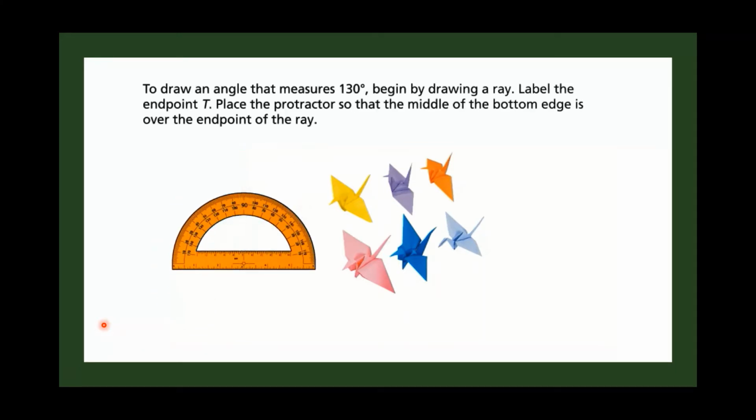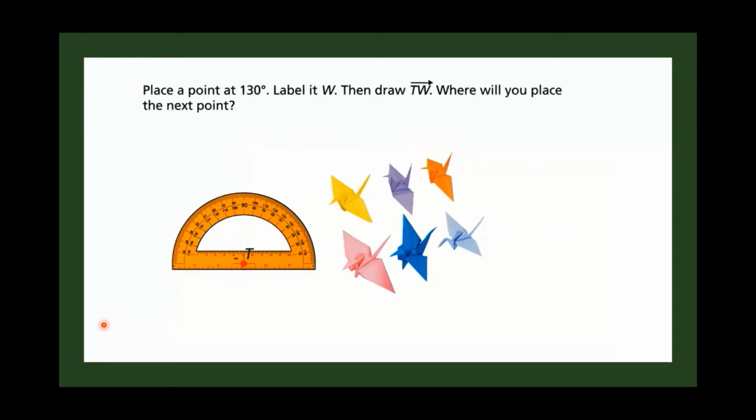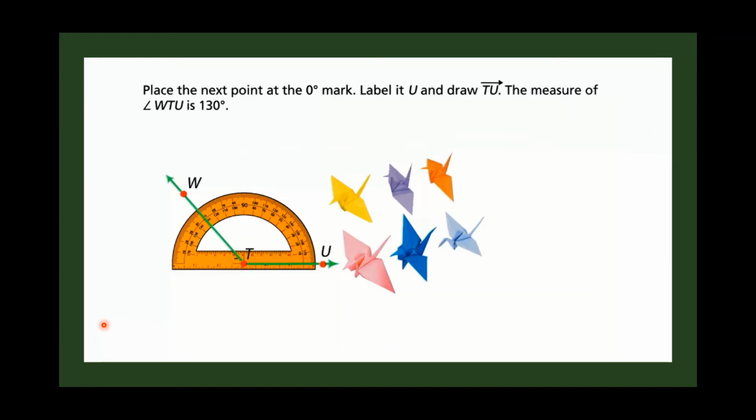To draw an angle that measures 130 degrees, begin by drawing a ray. Label the end point T. Place the protractor so that the middle of the bottom edge is over the end point of the ray. Place a point at 130 degrees. Then draw ray TW. Where will you place the next point? Place the next point at the 0 degree mark. Label it U and draw ray TU. The measure of angle WTU is 130 degrees.